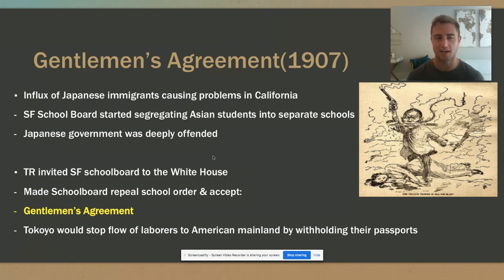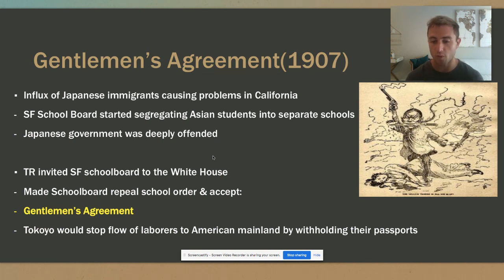Nasty relations in California once again. There is now an influx of Japanese immigrants coming into California. In Japan, the Industrial Revolution has fully hit, and it has caused the same changes that occurred in the United States in the Gilded Age. Lots of very, very poor working conditions, and thus many Japanese immigrants leave Japan and look for a better life somewhere else, coming to California.